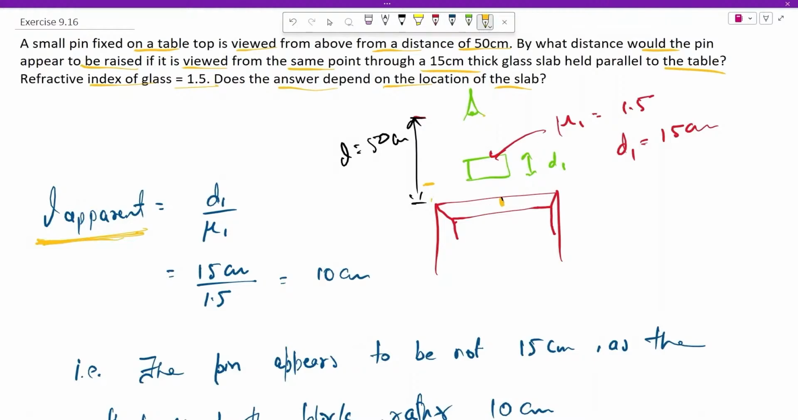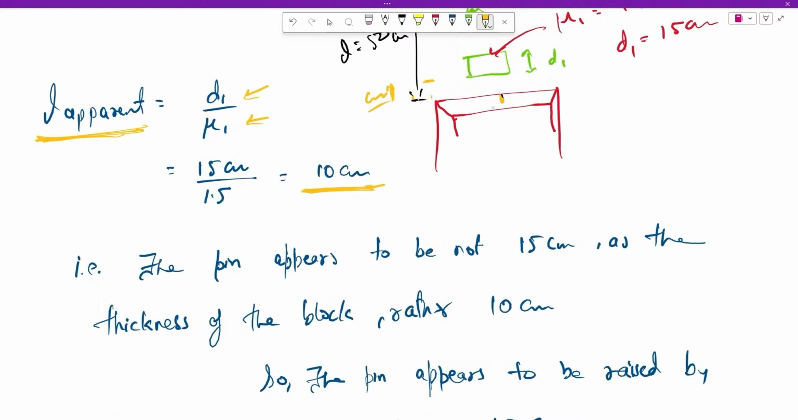Now apparent length would be given by d1, that is the thickness of the glass, divided by mu1, that is the refractive index of this glass. Now substituting the values, we will get an apparent depth of 10 centimeter. What this means is that though the thickness of glass is 15 centimeter, it would appear as if it is just 10 centimeter. So there will be a shift of 15 minus 10 equals 5 centimeter, or the pin top will appear to have moved 5 centimeter above. So the pin appears not to be at 15 centimeter as the thickness of the block, but at 10 centimeter. So the pin appears to be raised by 5 centimeter.